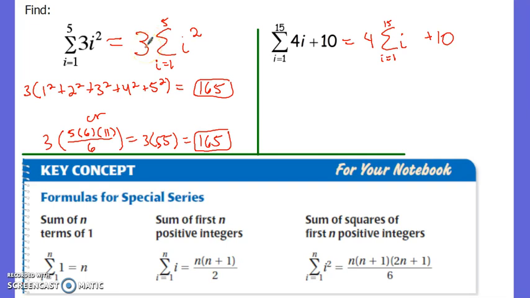We may as well just do that one time at the very end, sort of factor out the 3, add up all the parts, and then do the multiplying. So i squared would essentially be 1 squared, 2 squared, 3 squared, 4 squared, and 5 squared, because we're just doing terms 1 to 5. And if you multiply all those out, add them all up, and then multiply by 3, you will end up getting 165. Now, at the bottom you'll notice there's 3 different shortcuts that we can take advantage of.